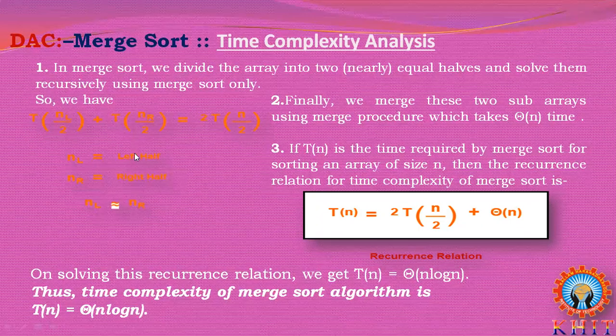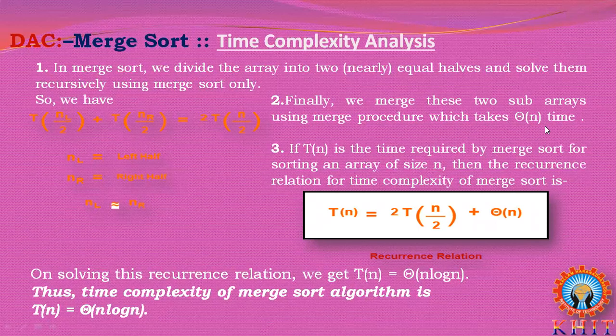So the left side sub array is NL, whereas the right side sub array is NR, and both are equal size subarrays. Finally, once the array is divided into two subarrays, we go for merging these two subarrays using the merge sort procedure. To merge the two subarrays, the time complexity is order of n.